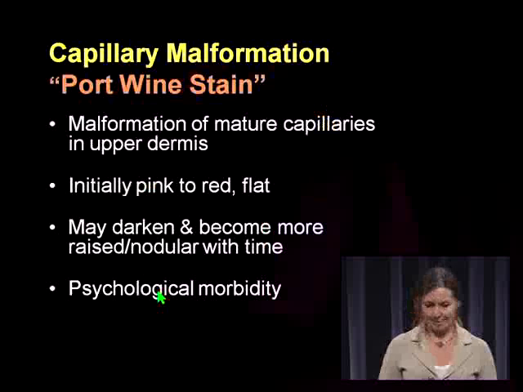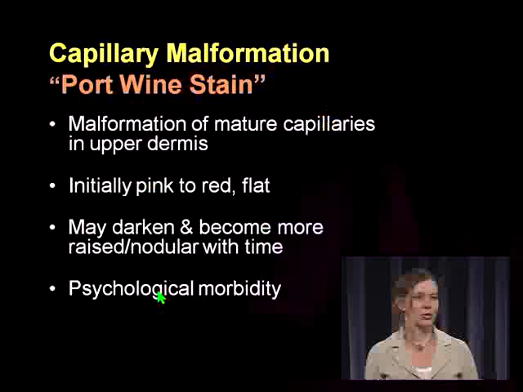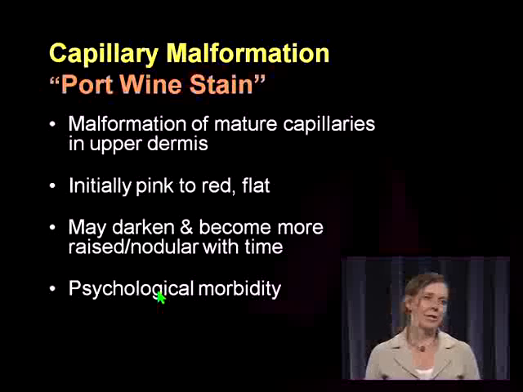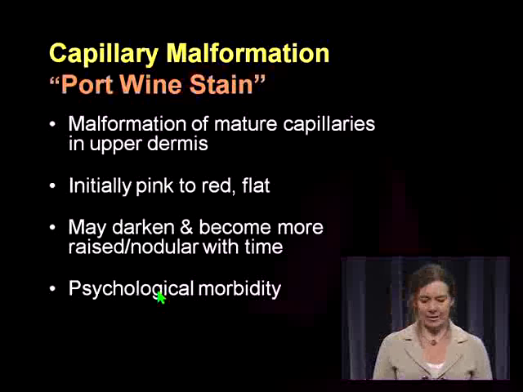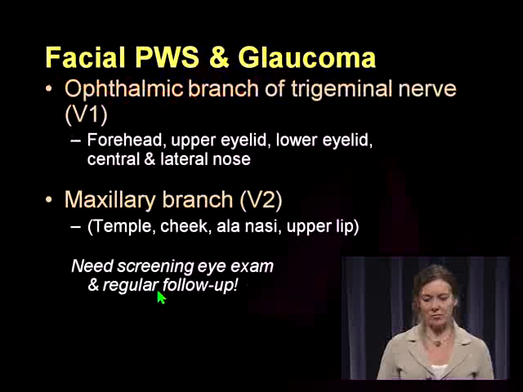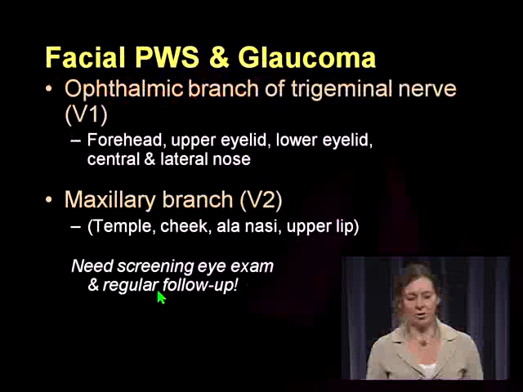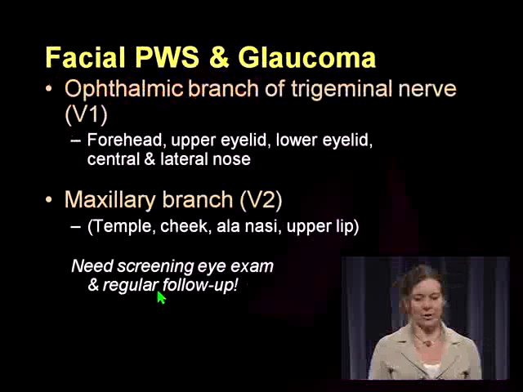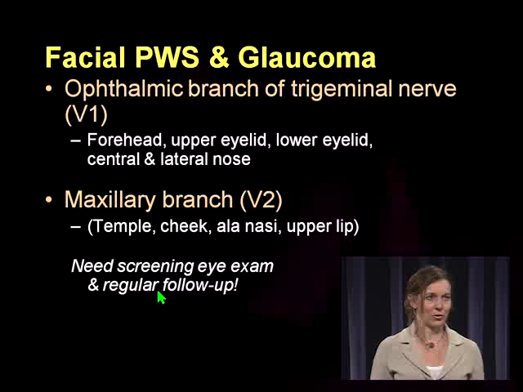And this is a malformation of mature capillaries in the upper dermis. The lesions tend to be pink to red initially. Over time, they may become more raised and nodular and more violaceous in color. And unfortunately, with these being permanent lesions, they can be associated with significant psychological morbidity. Now, the youngster that I showed you the picture of had involvement of the first and second branch, the ophthalmic branch and the maxillary branch of the trigeminal nerve, or the V1 and V2 branches.